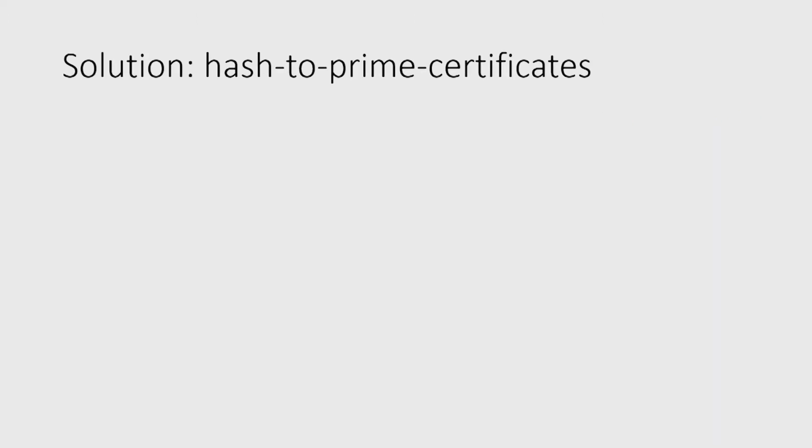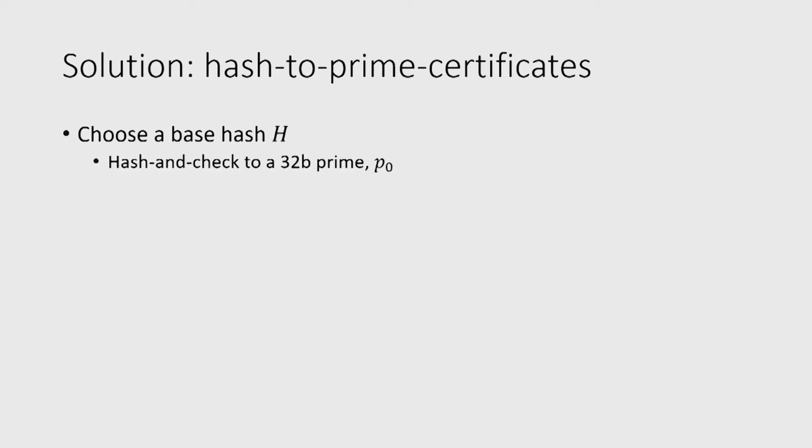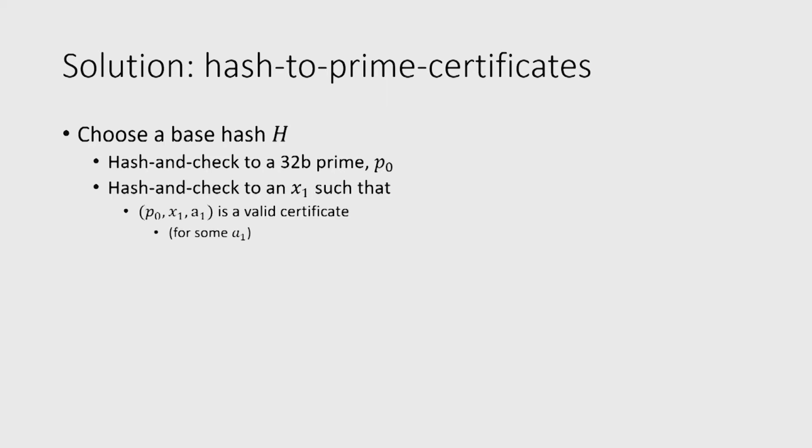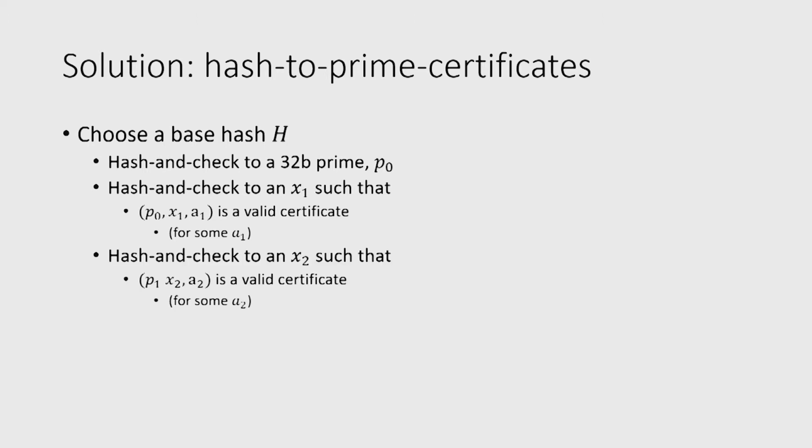So more concretely, the way that we instantiate this is that we choose a base hash function h. We use hash and check to produce a 32-bit prime, p0, and we're going to check this with Miller-Rabin. There's a deterministic variant of Miller-Rabin that works for 32 bits and runs super fast because 32 bits is not very many. So we do hash and check to come up with a 32-bit prime. And then we do hash and check not to come up with large primes, but to come up with x's such that a valid Pocklington certificate can be constructed. And we repeat this until we get a prime that has as much entropy as we want.